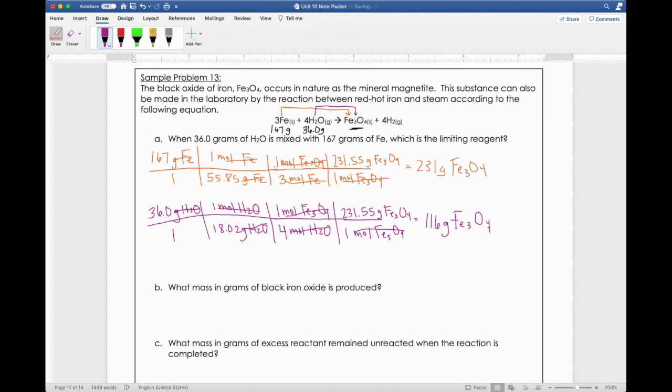So the question is asking, which is the limiting reagent? In this case, who produces less of the product? You should say water. Your 36 grams of water produces less of the iron 3 oxide. At this point, this number means nothing to you. You needed to find that though in order to compare and to determine which is the limiting reagent.